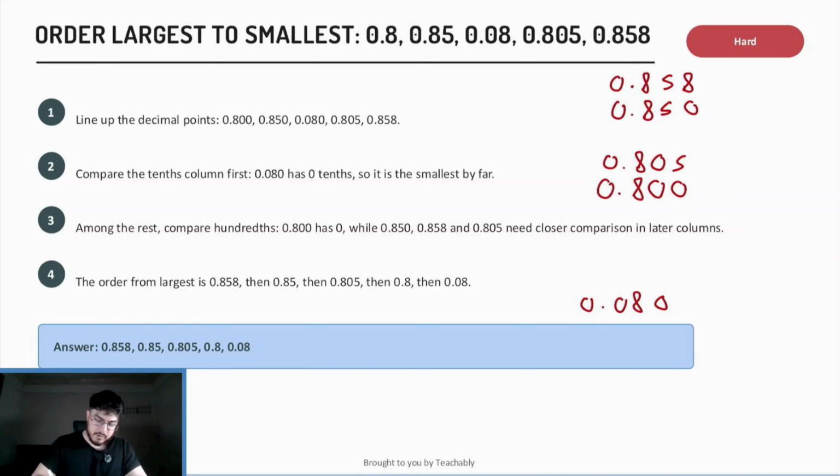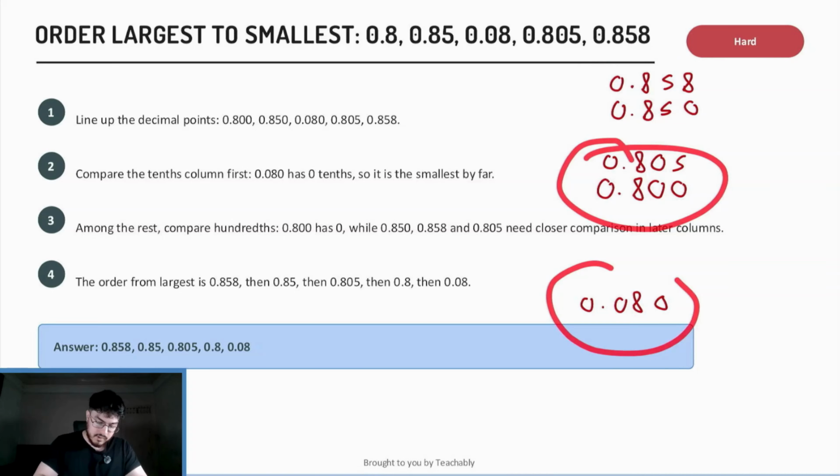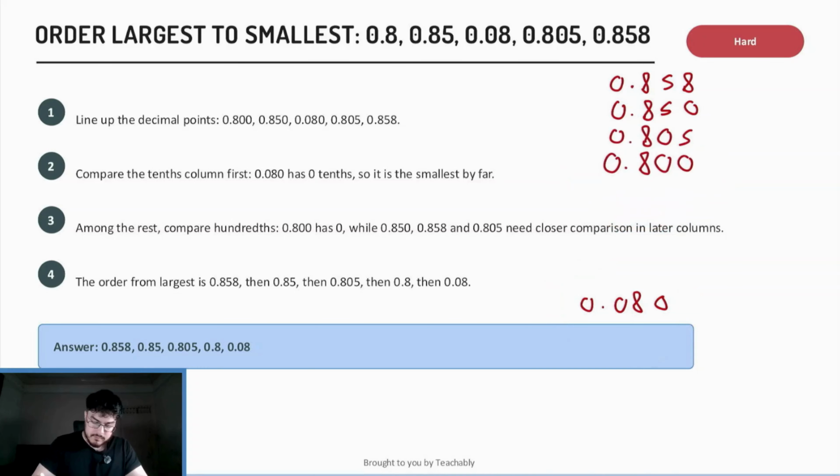And so because we've ordered this correctly, we've ordered this correctly, we've ordered this correctly, we can now say that this is the order in which we have the smallest value here and the largest value here. And so if we compare our answer, it says order largest to smallest, so we would write it out from largest from left and then keep on going.